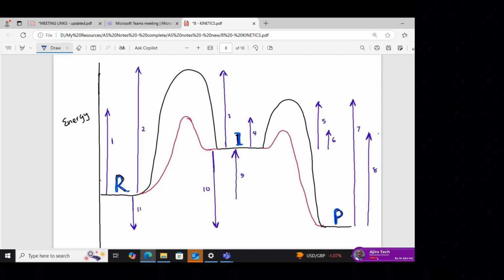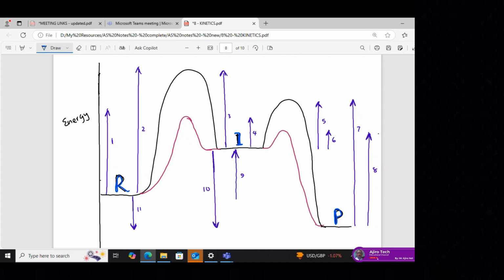The energy barrier that must be overcome from I going to P. You are starting from I now. You want to overcome a barrier to go to P. 5. Now you are talking, 5. Just overcome the barrier, then you jump down straight away.